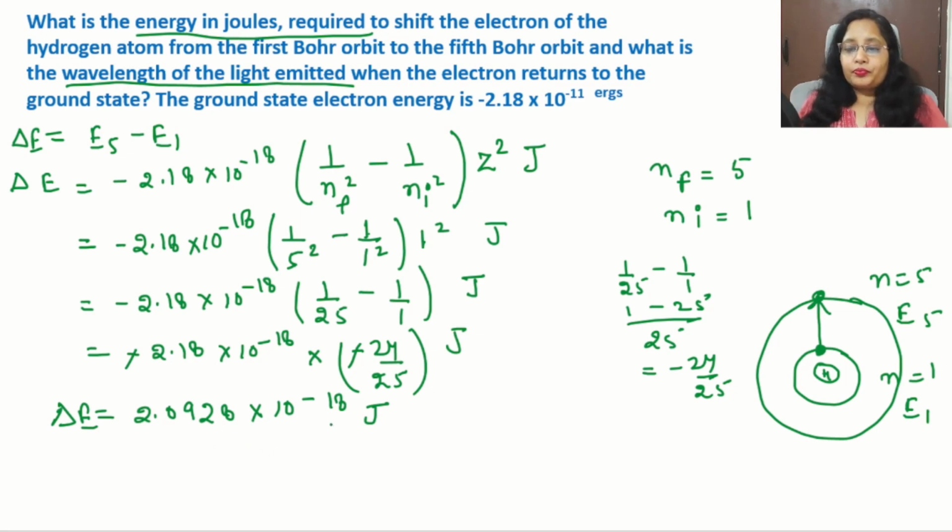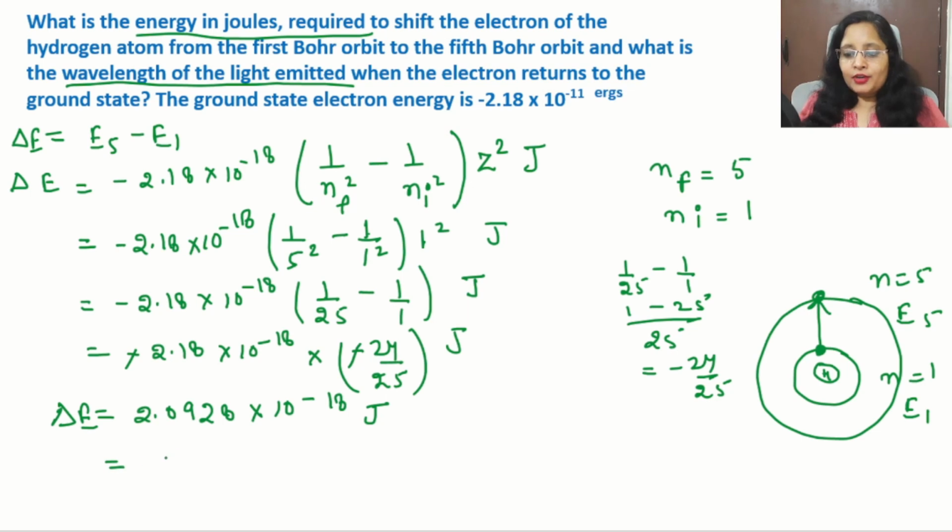Here plus value shows that energy is absorbed. If the value is in minus, then it means the energy is emitted. So here from going from first orbit to fifth orbit, energy should be supplied.